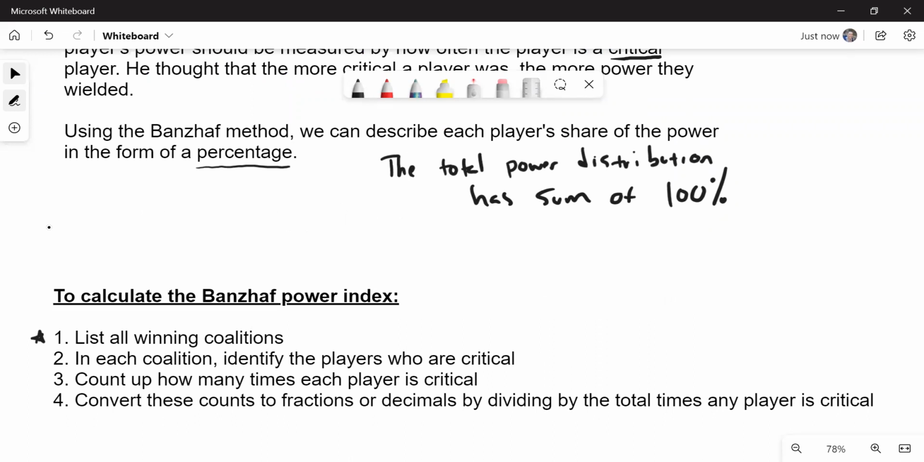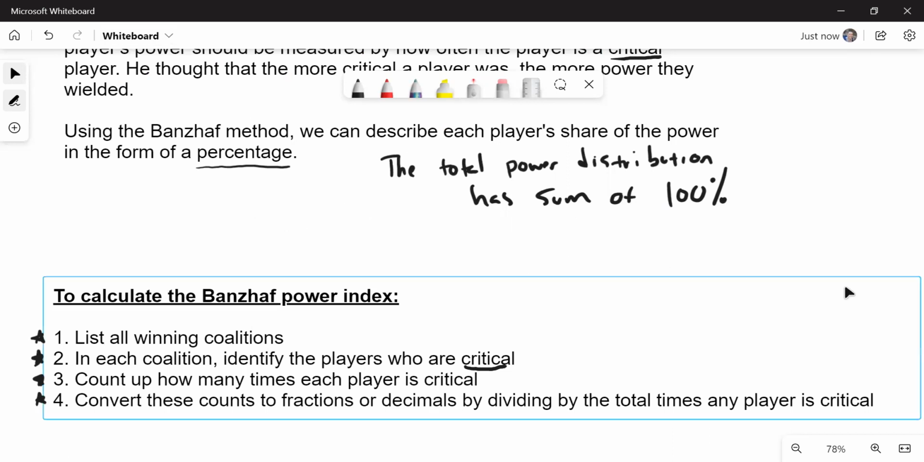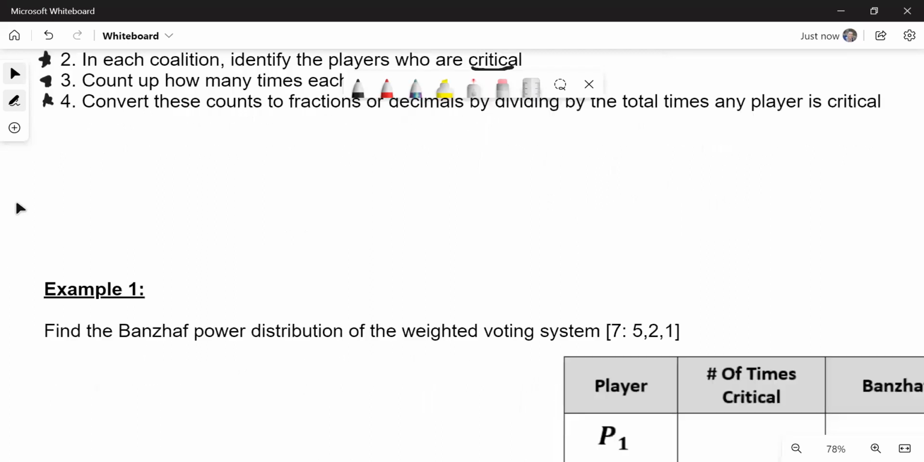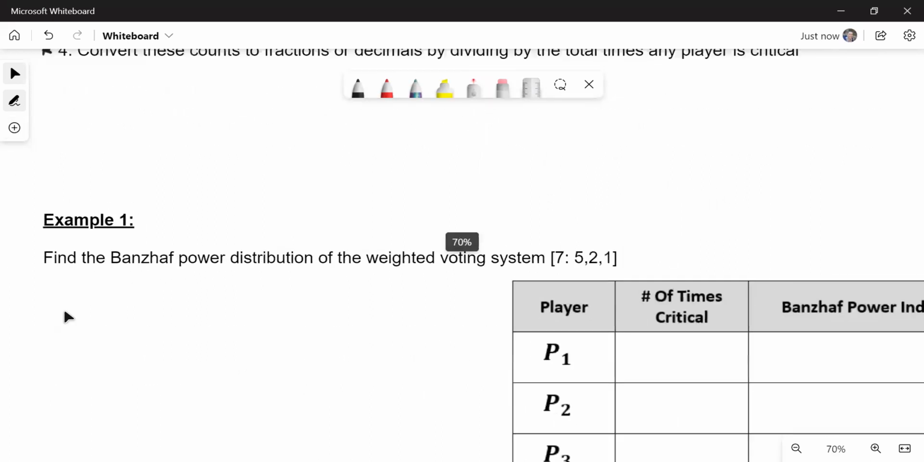The second thing you do is you figure out who is critical, right? Where are people critical? We've done that before. Number 3, you count up how many times everybody's critical. And number 4, you convert that count to a percentage of the power by using fractions and division. We'll use a calculator for that. Let's take a look at our first example doing these 4 steps out.